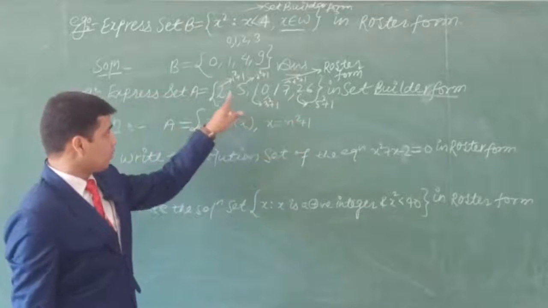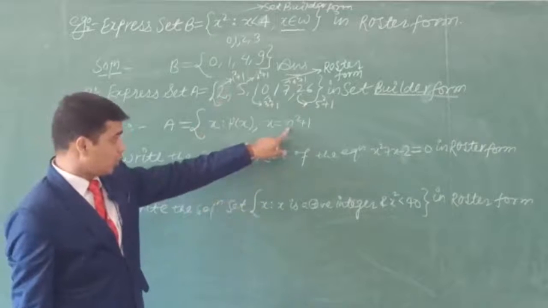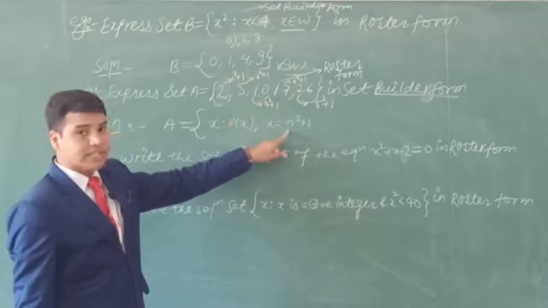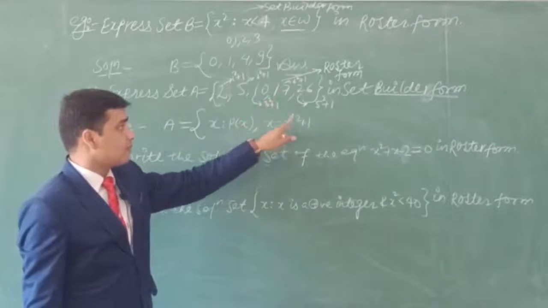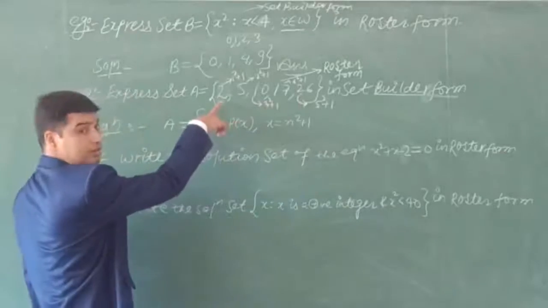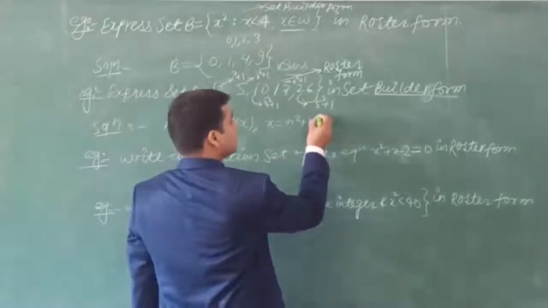Why? If you put 1 here, what will you get? 1 squared plus 1, you will get 2. If you put 2 here, 2 squared plus 1, you will get 5. 3 squared plus 1 is 10. 4 squared plus 1 is 17. 5 squared plus 1 is 26. But actually it is starting from 1 and going up to 5 only. So we need to write the condition also.